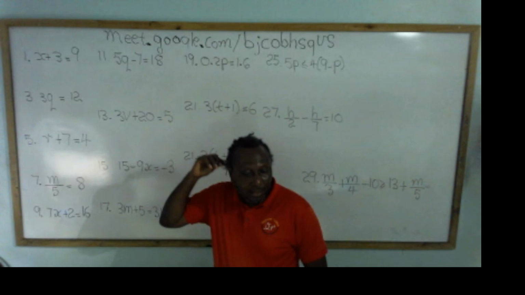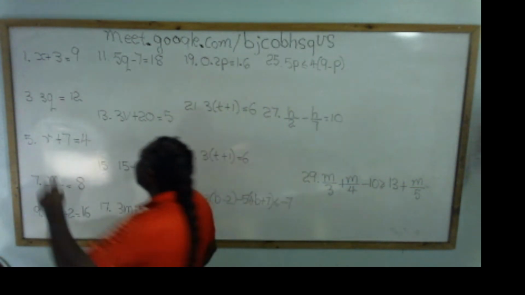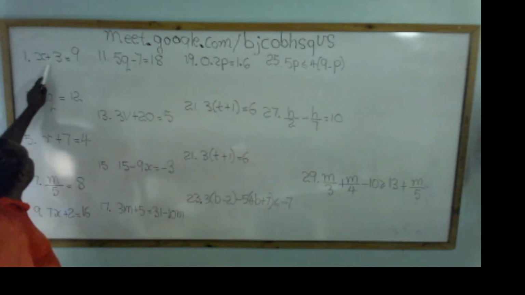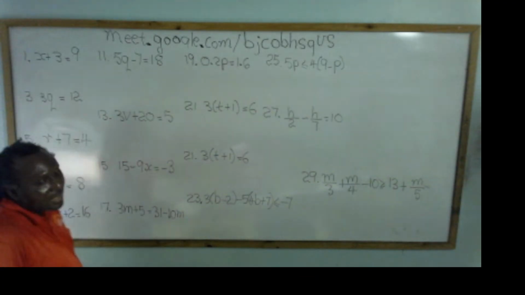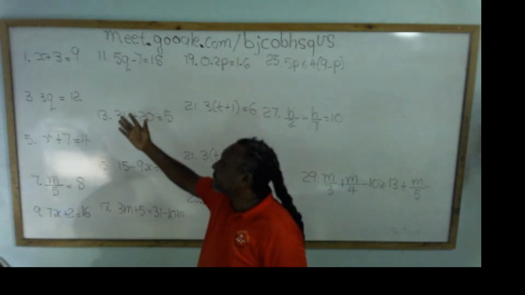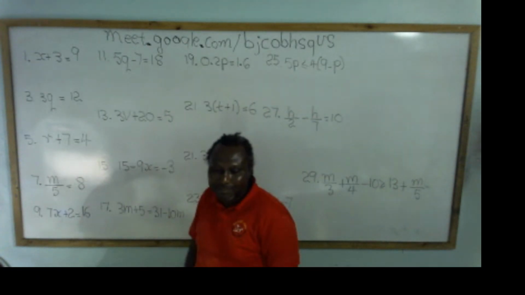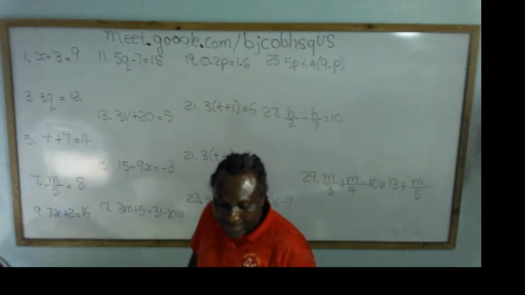Let's go. The first thing that you need to do is what? Isolate x. x is accompanied by 3. How is x accompanied by 3? By addition. That's a one-step problem. 3 is added to x. How do we eliminate the 3 that is added?